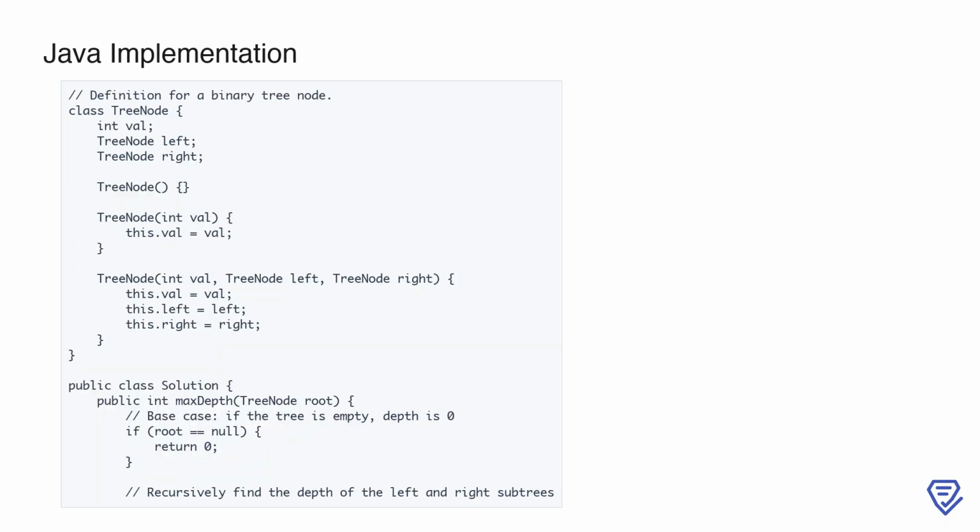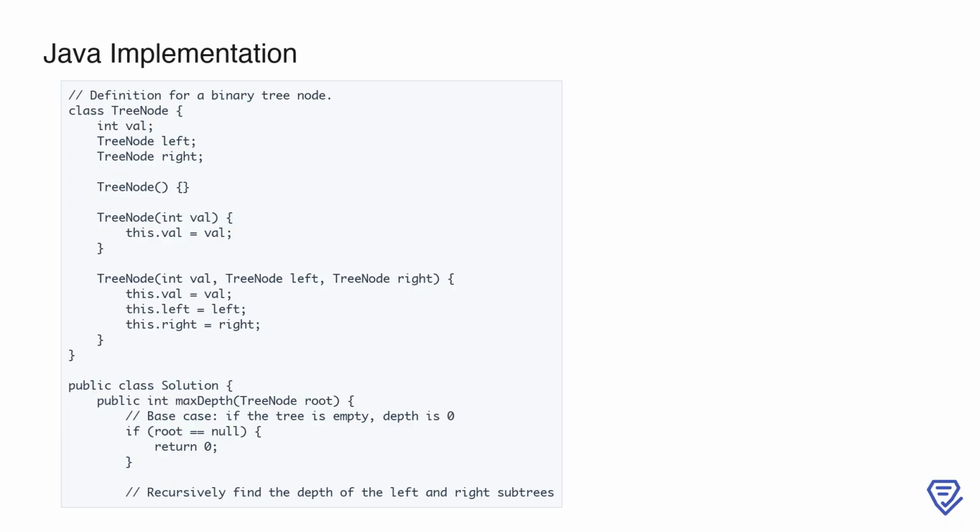Here, we define the structure of a binary tree node using the TreeNode class. Each node has an integer value, and two child nodes, left and right, which represent the left and right subtrees respectively. We provide three constructors, one with no arguments for creating an empty node, one that initializes only the value, and another that initializes the value along with its left and right child nodes.